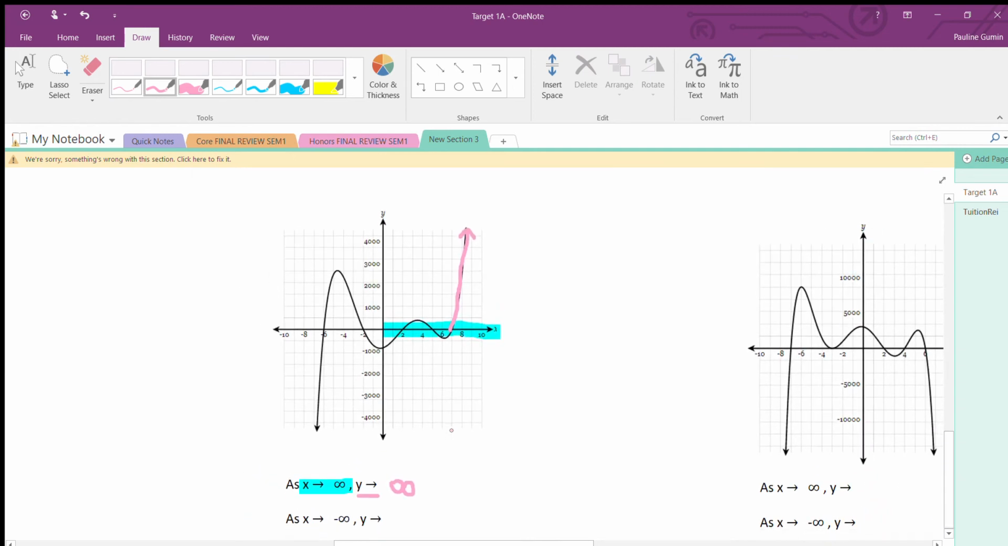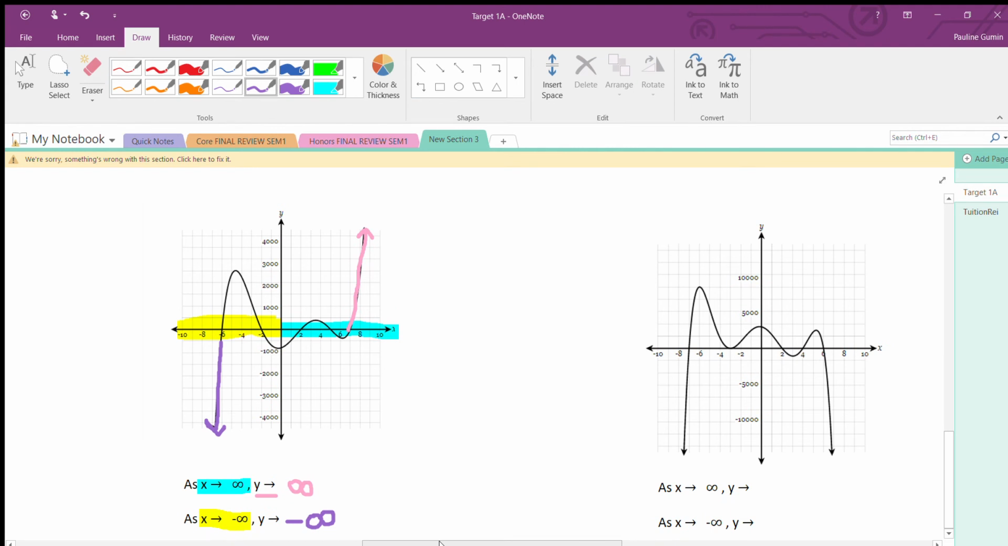Okay. Next, I'm being asked, well, what happens as x approaches negative infinity? Well, x approaches negative infinity on the left-hand side of the graph. As you can see, the negative numbers just keep getting smaller. So let's take a look at the left-hand arm. The arm is going downwards, so y is approaching negative infinity.